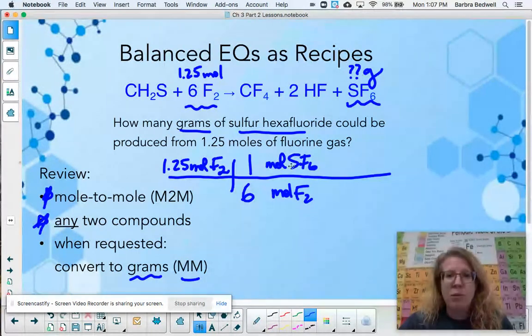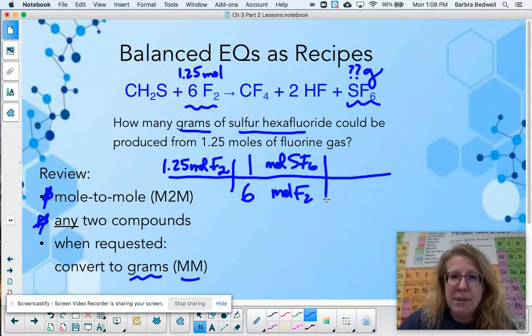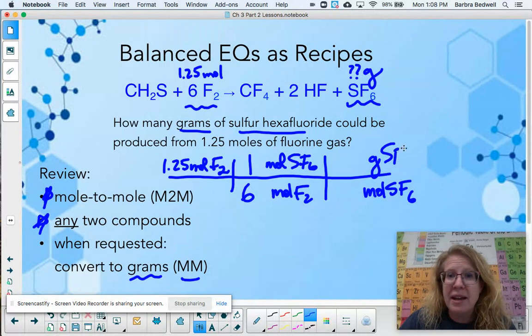Am I done yet? Well, look at where I'm at and then compare it to what I'm trying to find, right? My question mark is for grams of SF6. So I'm in the right chemical, but I'm not in the right unit yet. That means I need to do one more step. So cross down and convert up. Cross down has got to be the exact same unit, moles of SF6, and then convert up. I can convert to now grams of SF6.